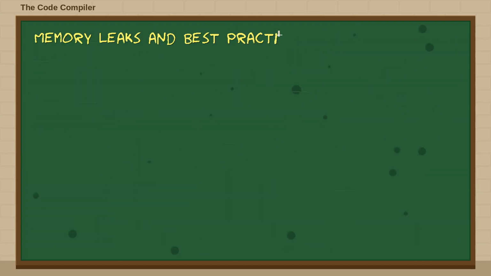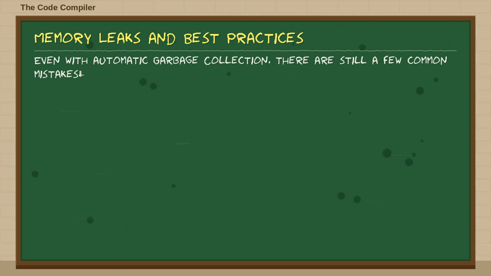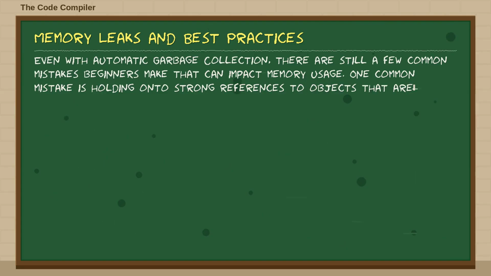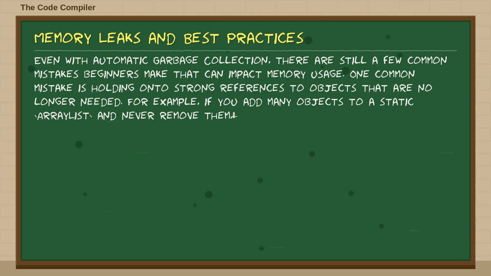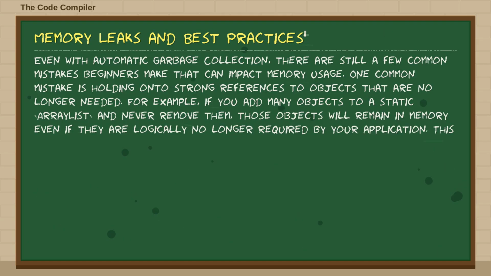Even with automatic garbage collection, there are still a few common mistakes beginners make that can impact memory usage. One common mistake is holding on to strong references to objects that are no longer needed. For example, if you add many objects to a static ArrayList and never remove them, those objects will remain in memory even if they are logically no longer required by your application. This can lead to a memory leak because the garbage collector cannot clean them up.